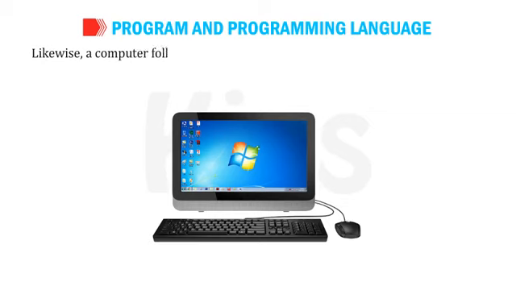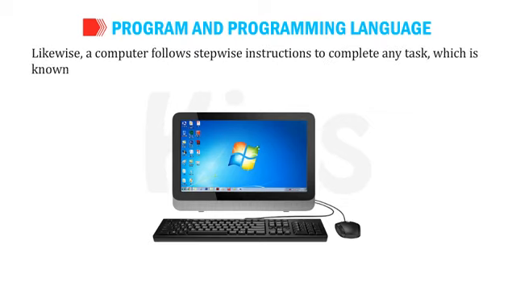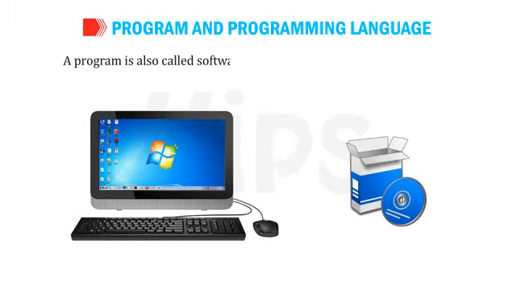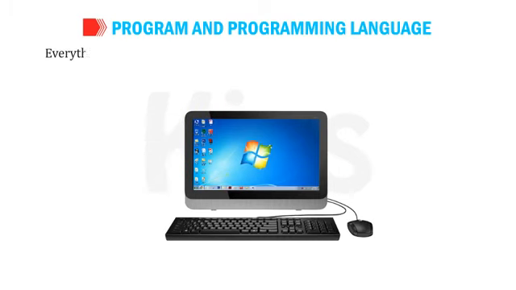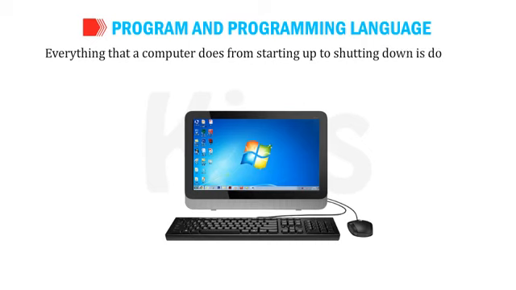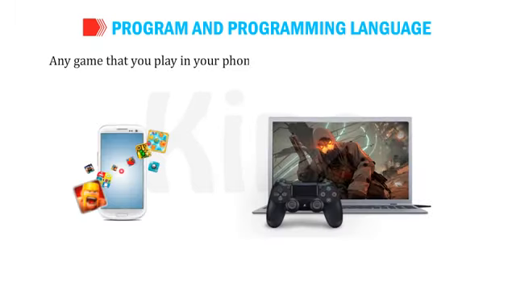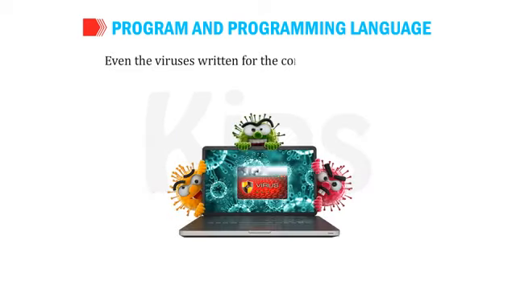Likewise, the computer follows stepwise instructions to complete any task, which is known as a program. A program is also called software, which tells the computer what to do. Everything that a computer does from starting up to shutting down is done by a program. Any game that you play on your phone or computer is nothing but a program. Even the viruses written for the computer are programs.